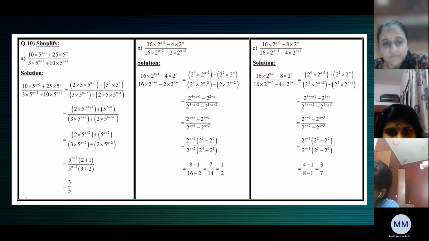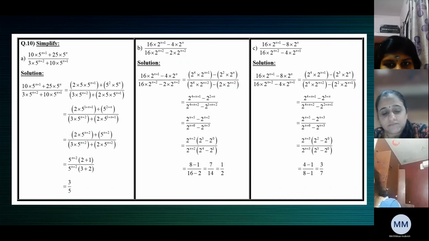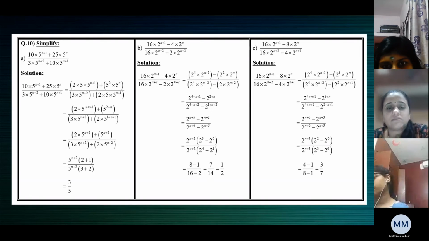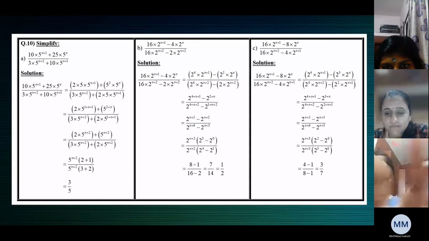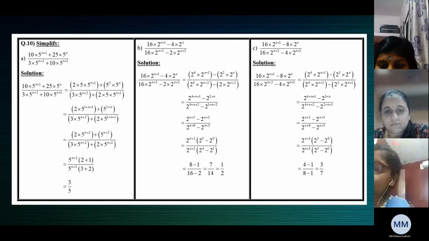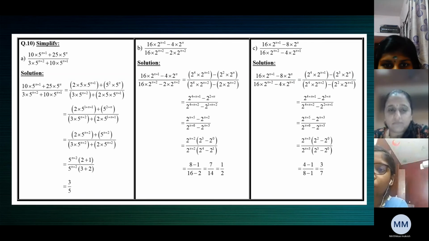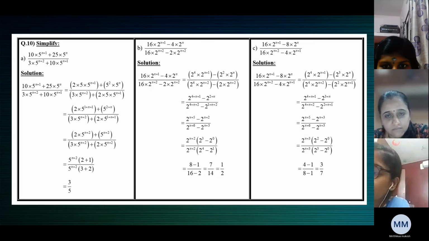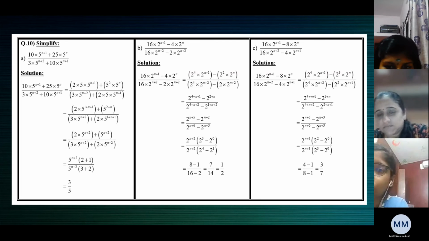Yes, Bhavish. Minus, open the bracket, and 2 power 2, ma'am, because 2 twos are 4 left. Because of that, we should put 2 power 2 into 2 power n, ma'am. We should close the bracket and divide by 2 power 4 into 2 power n plus 2, and minus of 2 into 2 power n plus 2, ma'am. Very good.